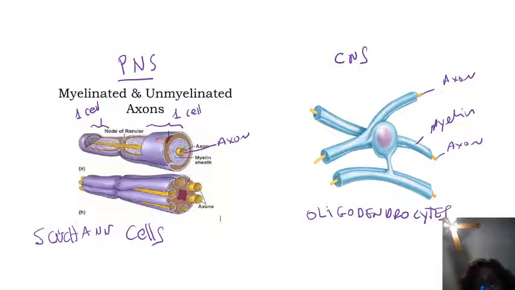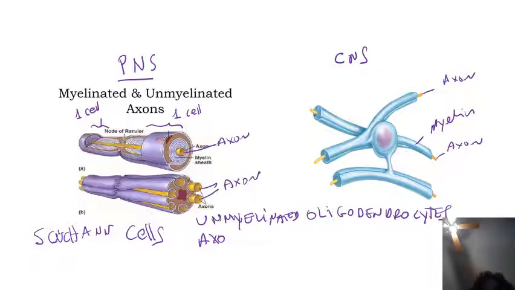Notice also that not all axons are myelinated. As a matter of fact, most axons are non-myelinated. In the PNS, unmyelinated axons are still wrapped by Schwann cells. But in this case, several axons will be wrapped around by one Schwann cell in a loose manner.